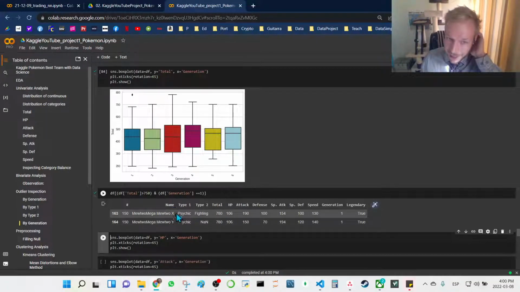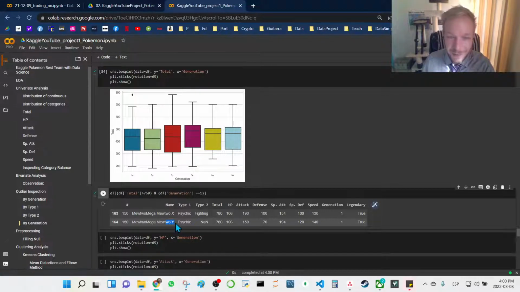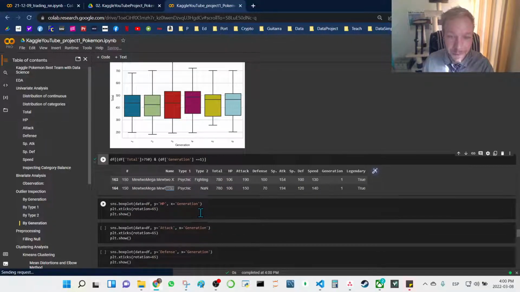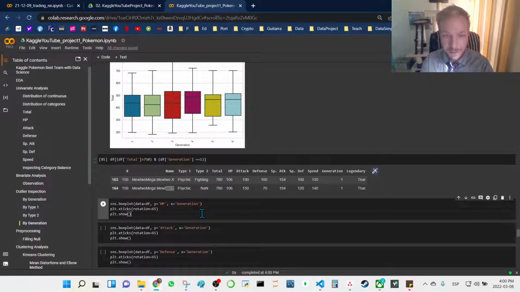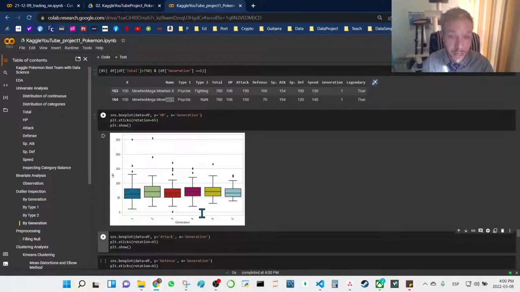So we have Mega Mewtwo X, Mega Mewtwo Y. I remember this being a special way to get the special Mewtwo, but I've never actually achieved that. But we can see here that this is where the outlier stat is coming from. When we look at the HP by generation, we see there are outliers across the board, but in generation 3, this is where the low outlier happens. The outlier on the lower side of our distribution happens in generation 3.